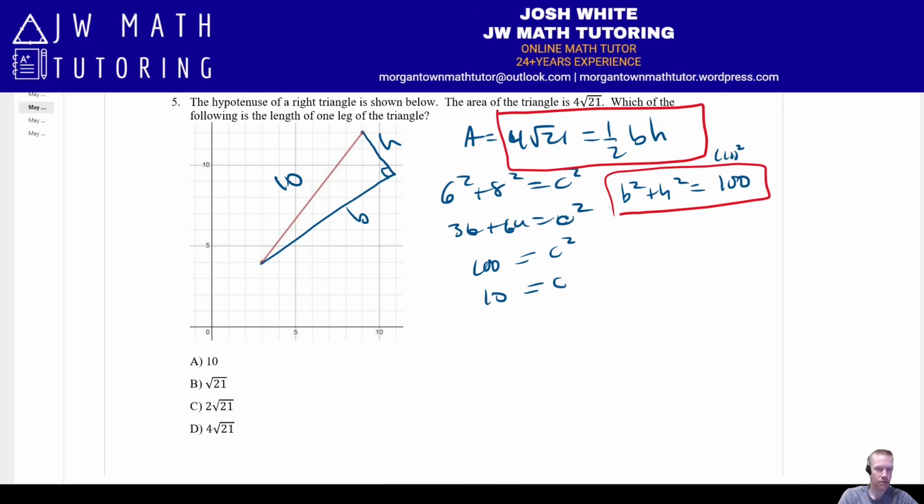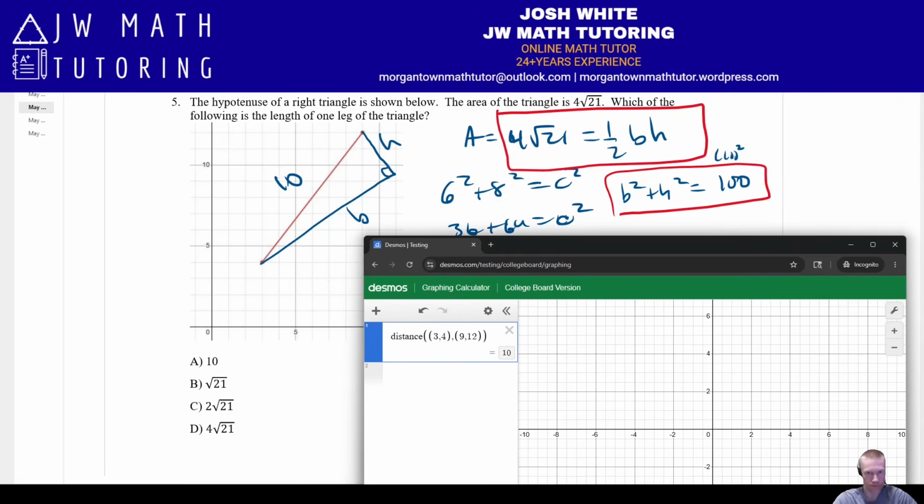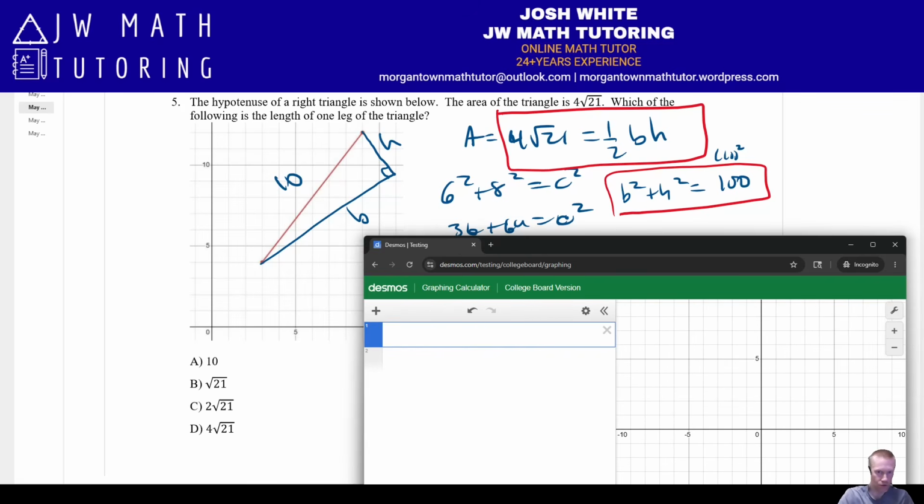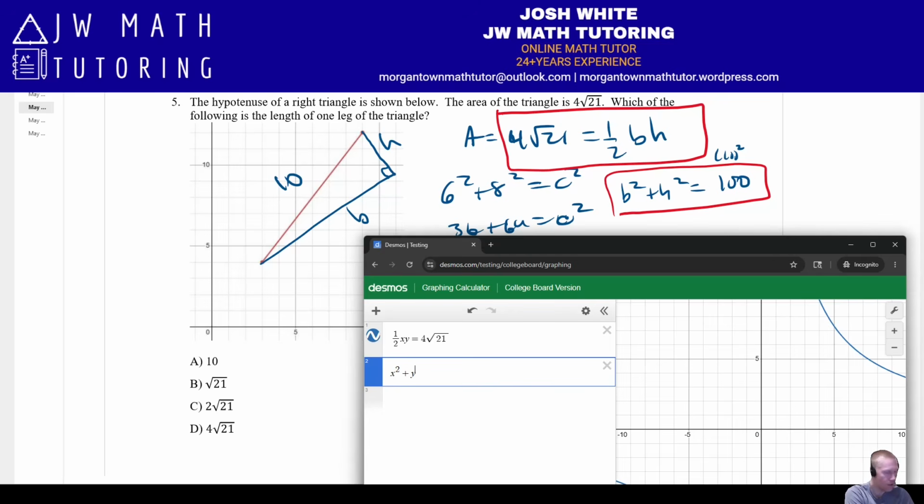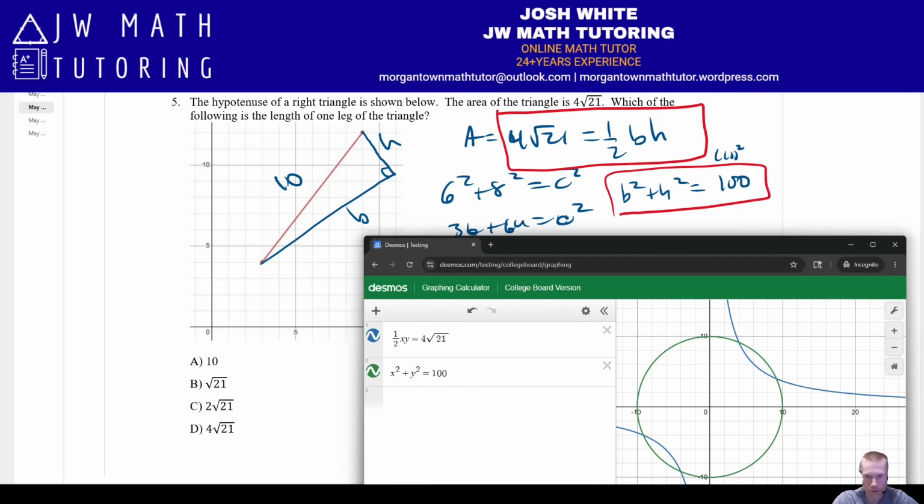Now, I can go to Desmos, I can solve the system of equations, and I can get values for b and for h, and one of those two is going to equal one of these four answer choices. So let's just first try graphing it, and of course I'm going to use x and y to do that. So there's the area equation, and then the other one technically is a circle.